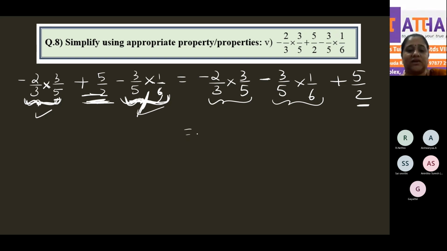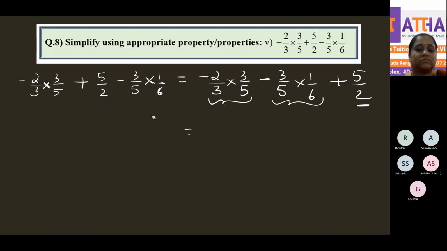Now what is this like? This is A into B minus A into C. Put A correctly, okay? A into B and A into C. A is 3 by 5, not minus 2 by 3. A is 3 by 5 because A is common. So A into B, A into C, A common. So 3 by 5 is A. A into B minus A into C. Correct, children?